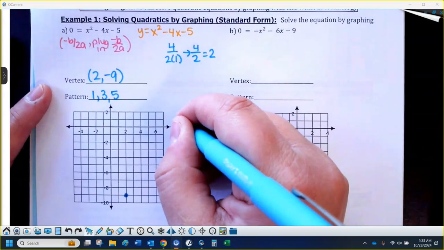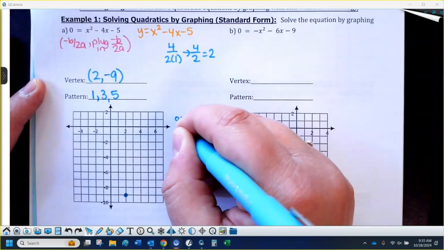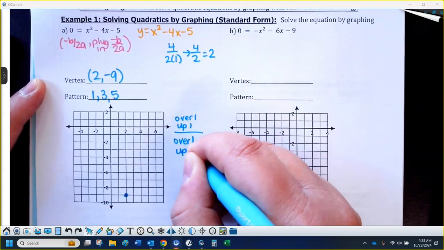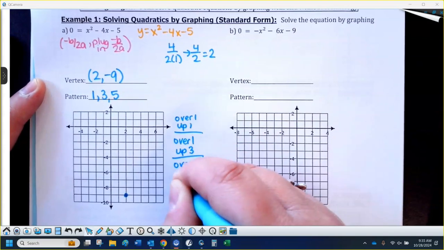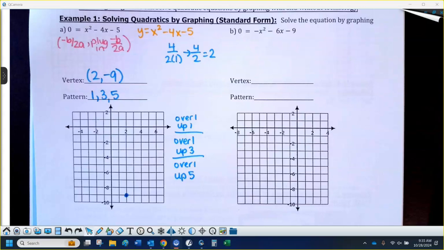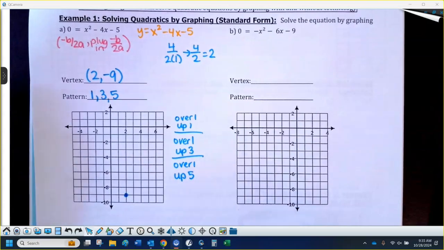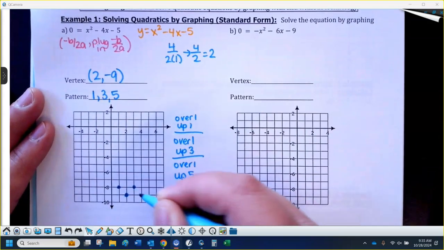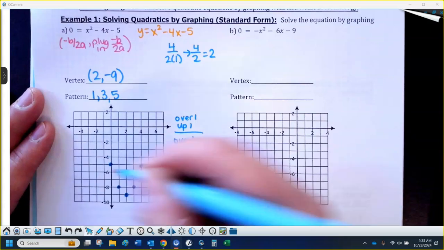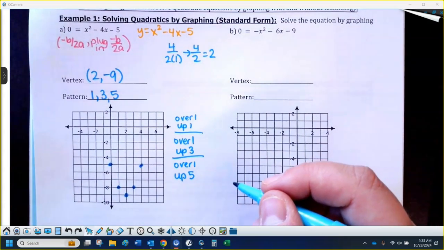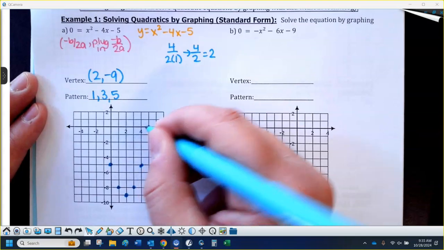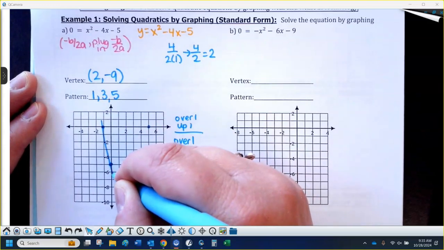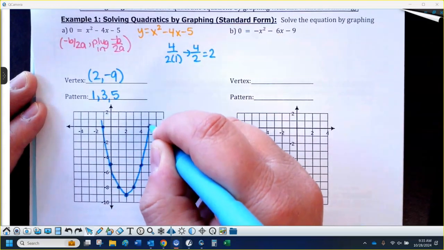And then you don't have to write this if you remember it, but you're going to go over 1, up 1, then over 1, up 3, and then over 1, up 5. We could continue that pattern if we had a bigger graph, but on this one it should fit just fine. So on either side of that vertex, over 1, up 1, over 1, up 3, over 1, up 5. It's a relationship with the perfect squares. That's where that pattern comes from. The next step would be over 1, up 7, but that is not going to fit on the window in front of us.